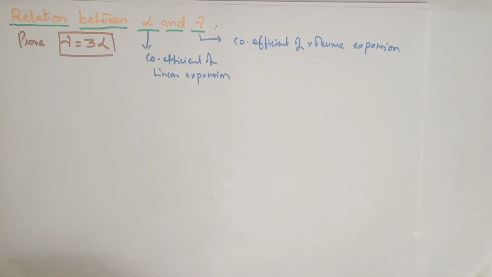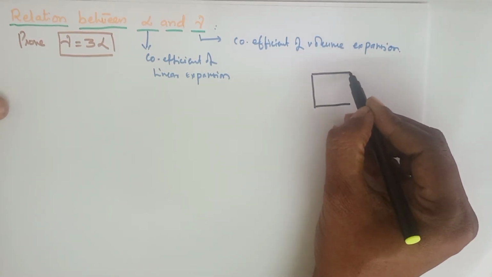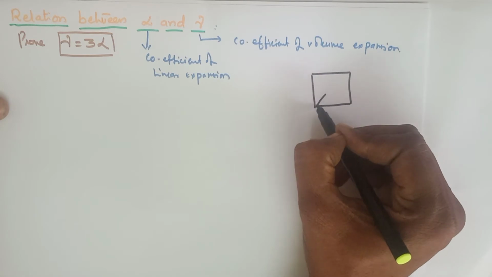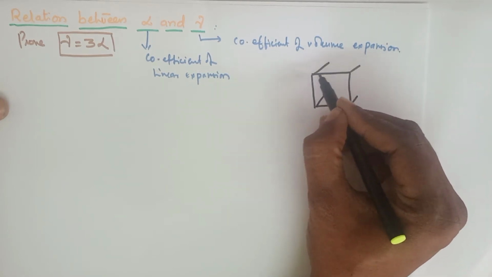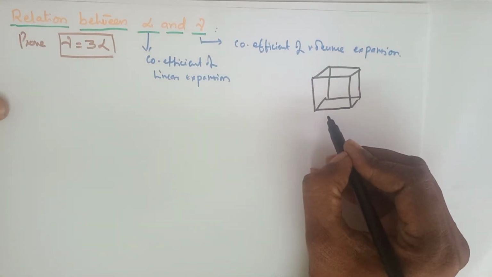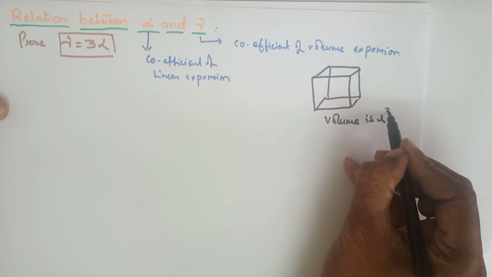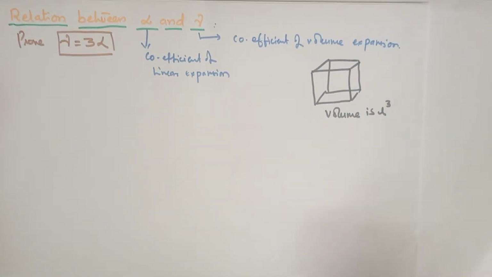So let us consider a simple cube of volume V. Let us say a side of L. So volume is L cube. On heating, what happens? There is a change in length observed, right?